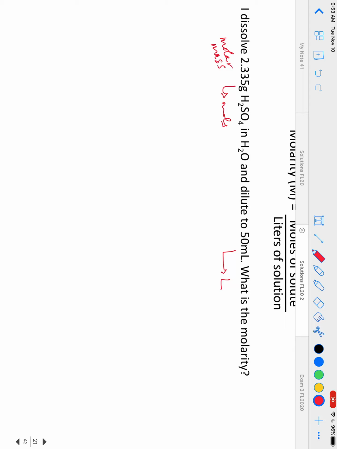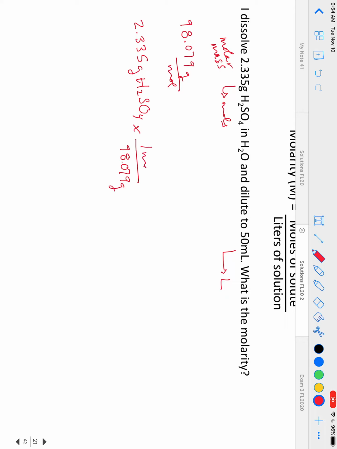So I am actually going to do a quick check on our molar mass. You should remember how to calculate it, but I'm just going to look it up really quick. Molar mass of H2SO4. And it is 98.078. So the molar mass is 98.08 grams per mole. So we're going to take 2.335 grams of H2SO4 and convert that to moles.